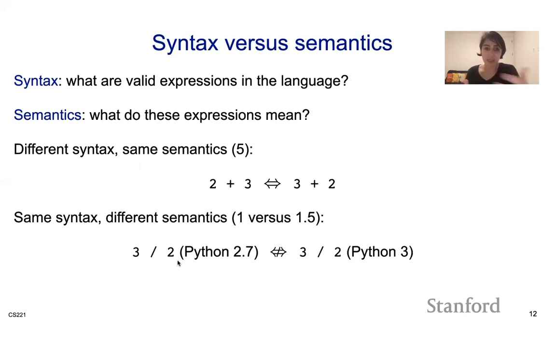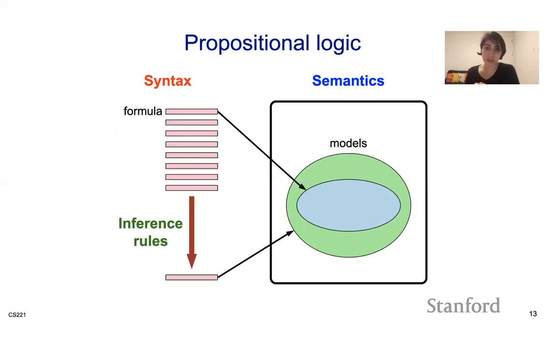When you're doing this in Python 2.7 or Python 3, okay? So again, we have 2 expressions that have the same syntax in this case, but they have different meanings and different semantics. So syntax and semantics are 2 different things. Both of them are needed to define a logical language.